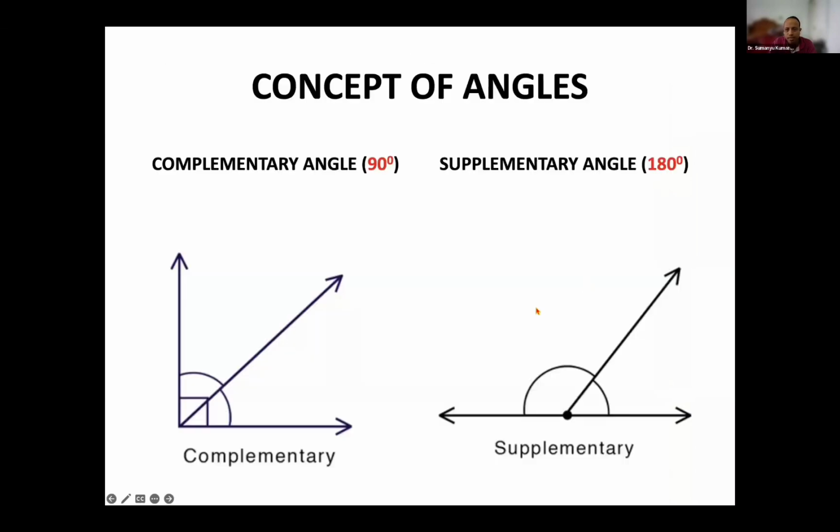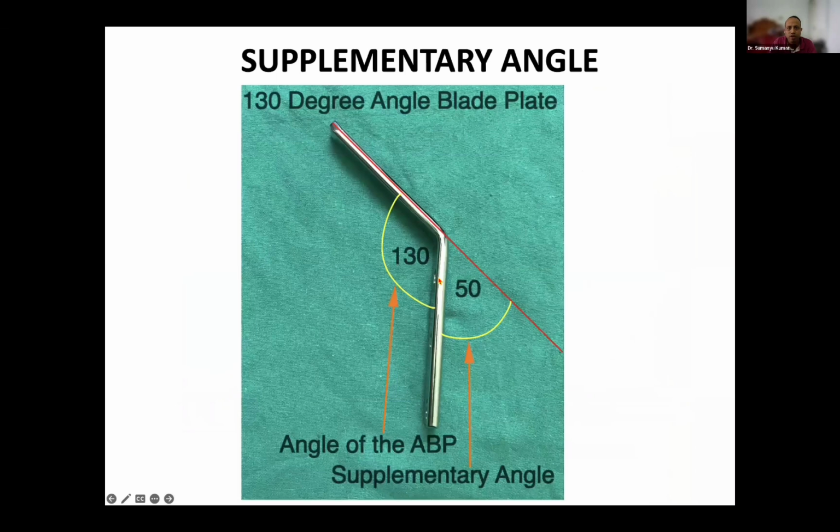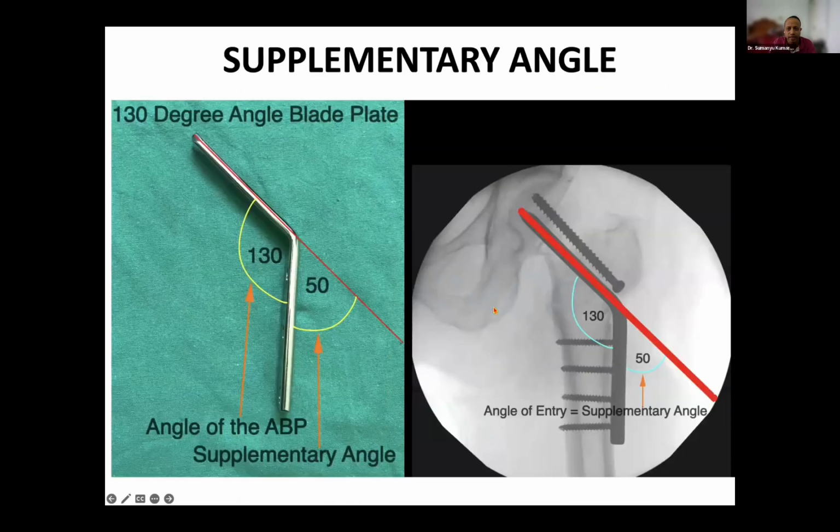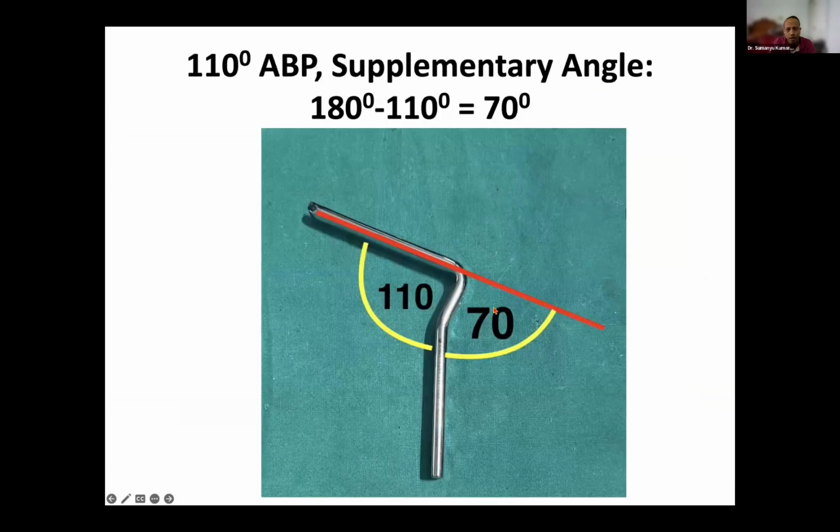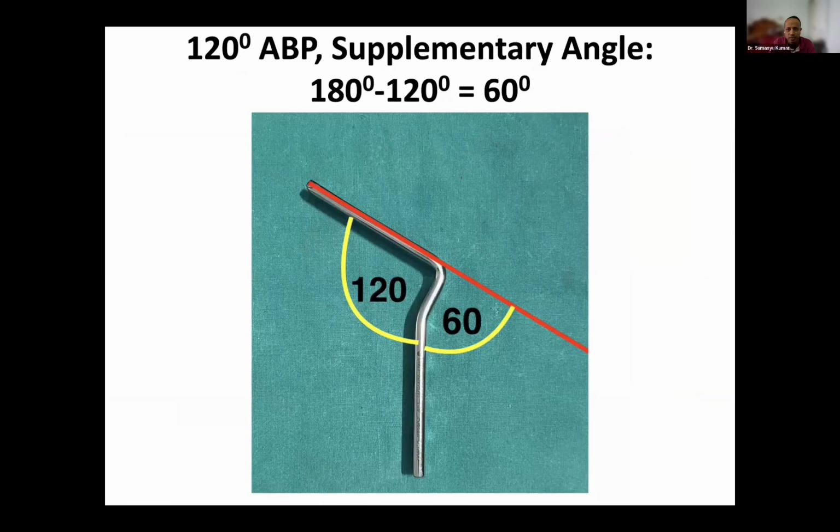And we know complementary and supplementary angles. For a 130-degree blade plate, the supplementary angle is 50 degrees. They both add up to make 180 degrees. For a 110 degree, it is 70 degrees. And for a 120 degree, it is 60 degrees.